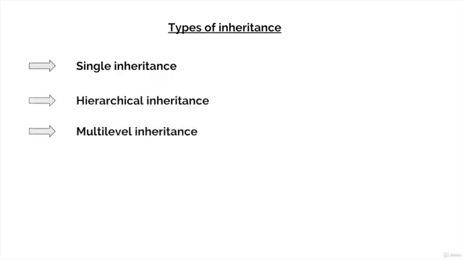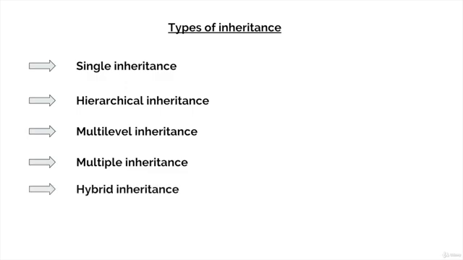The following are the types of inheritance in Java. First is single inheritance, then hierarchical inheritance, multi-level inheritance, multiple inheritance, and hybrid inheritance. So we have 5 types. Let's take a look at each one of them and what each one means.